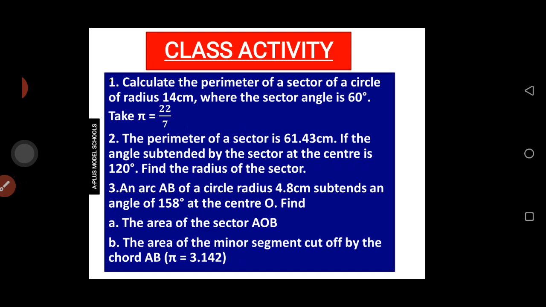If the angle subtended by the sector at the center is 120 degrees, find the radius of the sector. I've done this kind of example as well. Then the last question: an arc AB of a circle of radius 4.8 centimeters subtends an angle of 158 degrees at the center O. A, find the perimeter of the sector. That is an error, find the perimeter of the sector. Then B, find the perimeter of the minor segment cut off by the chord AB.